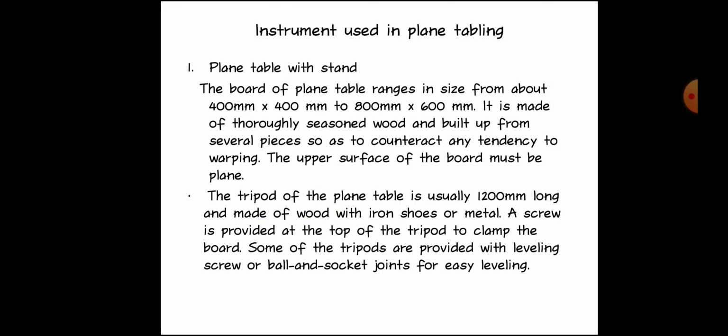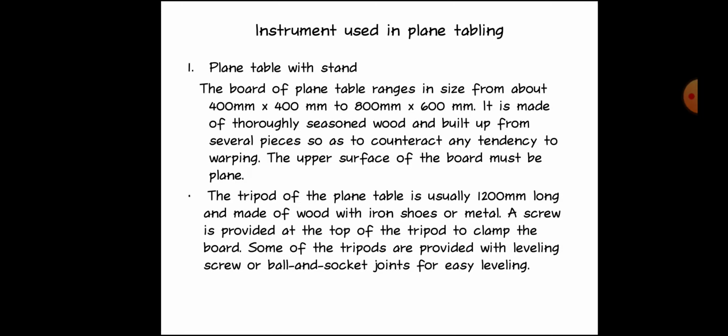Plane table with stand. The board of plane table ranges in size from about 400 mm by 400 mm to 800 mm by 600 mm. It is made of thoroughly seasoned wood and built up from several pieces so as to counteract any tendency to warping. The upper surface of the board must be plain.